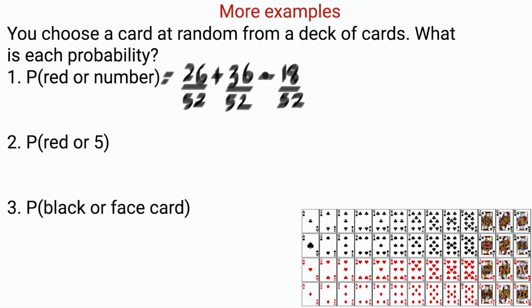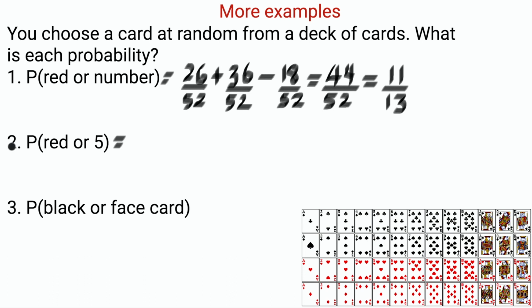Now we need to subtract the cards that are going to be double counted, and those are the cards that are red, that are numbers that are red. And so those cards are 18. So when you subtract them, your probability is going to be 44 over 52. Simplify that fraction by dividing by 4, and your probability is 11 over 13.